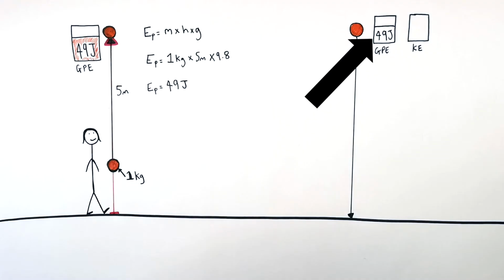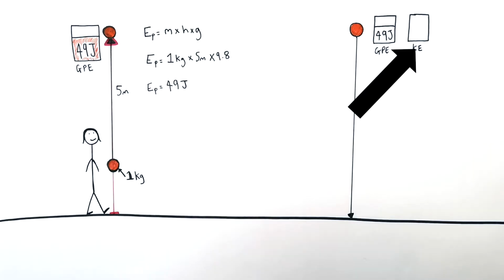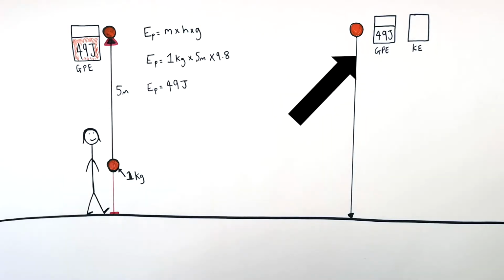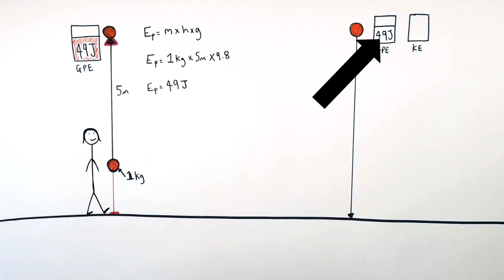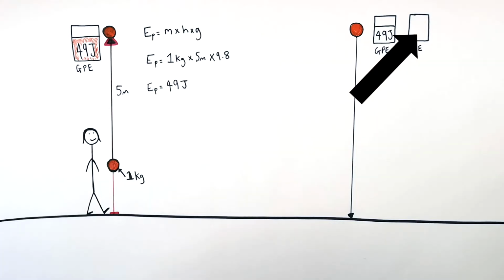So when something falls, energy from its gravitational potential energy store is transferred to its kinetic energy store. So for a falling ball, when there's no air resistance, you can use the principle of conservation of energy. Over the course of the 5 meters the ball falls, the energy from its gravitational potential energy store, that's 49 joules, will be completely transferred into the kinetic energy store of the ball as it falls. This is if there's no air resistance.